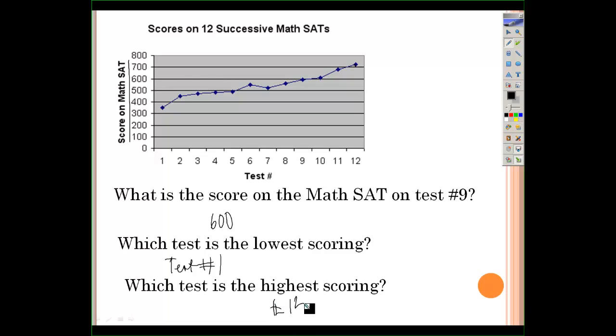But it might even ask me which years or which test numbers did it decrease in between. As you can see, from 1 to 2 there's an increase, and 2 to 3 there's an increase, 3 to 4 increase, increase, increase. However, between test number 6 and number 7 there was a decrease. So if it asked me which test scores did the SAT scores decrease on, I could say between number 6 and number 7.